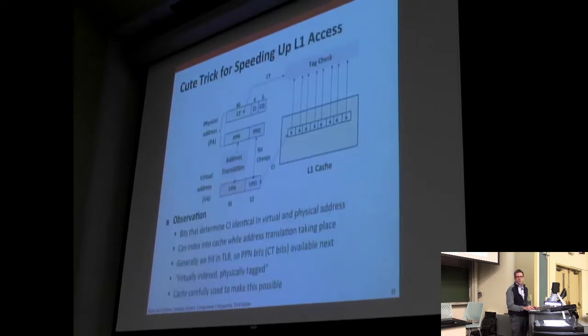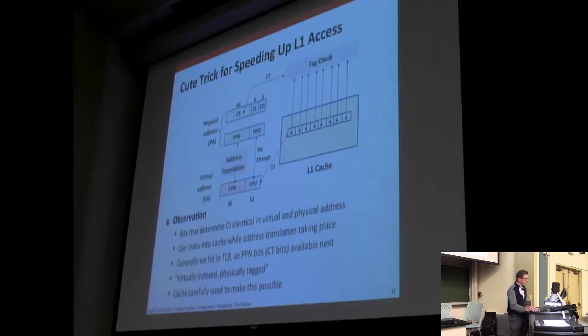Okay, now there's this cool trick which I was alluding to earlier that limits the size of L1 cache. Now to this point we've been using a model where the MMU does address translation and creates a complete physical address, and then it sends that physical address to the cache. But in reality, Intel does this cute trick to speed up L1 cache accesses.